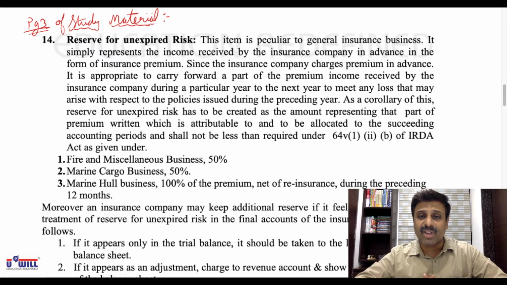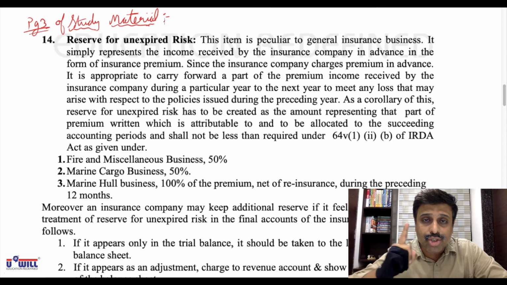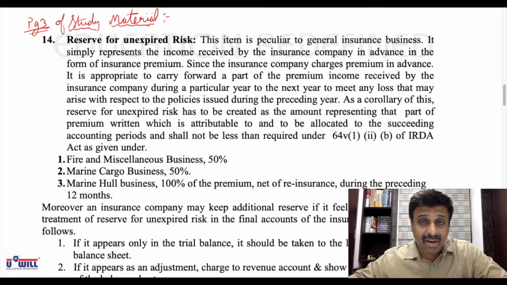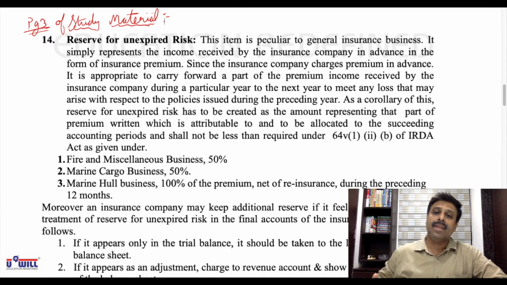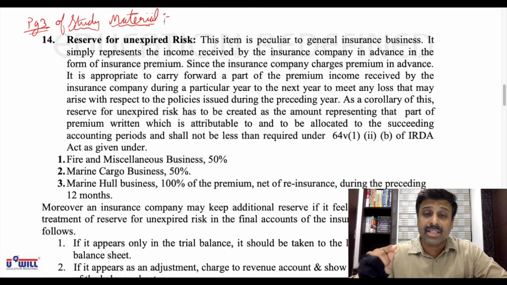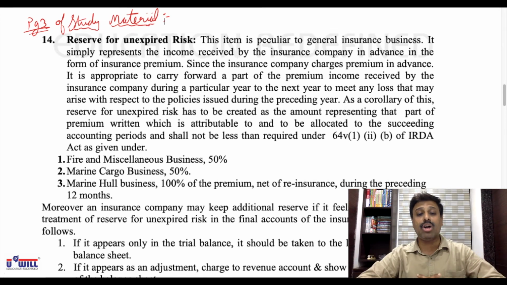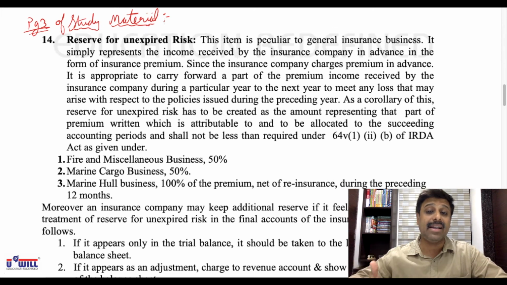Even if on 2nd April insurance premium is received by the insurance company, then from 2nd April to 31st March, 364 days will belong to this year, but 1 day will belong to next year. So every amount of insurance premium the company receives, some amount belongs to the current year and some amount belongs to the next year, because the risk is going to expire for the insurance company in the next year.